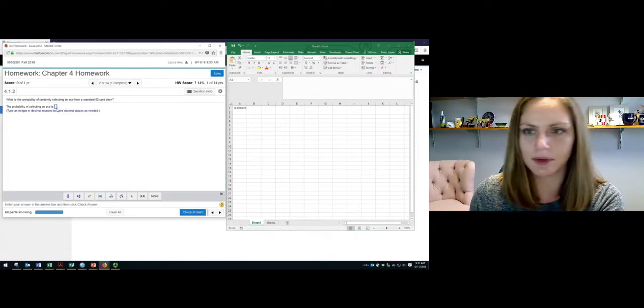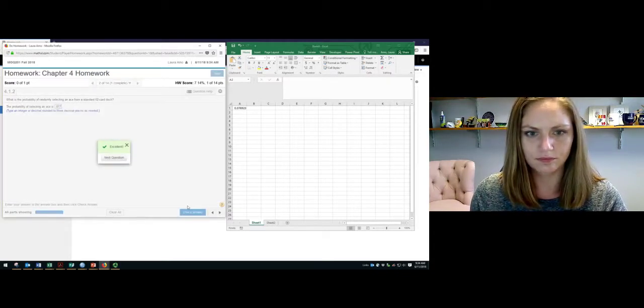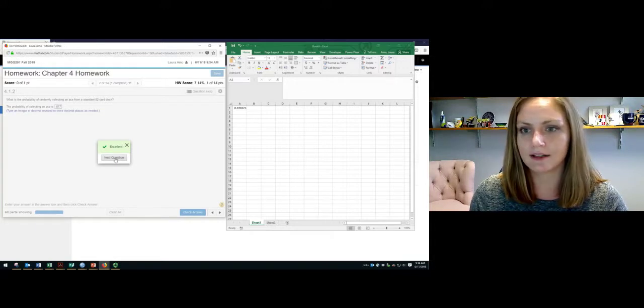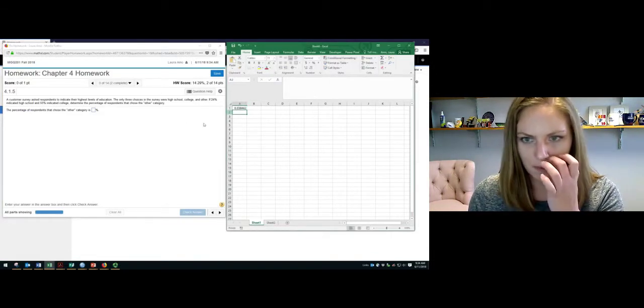0.077, 3 decimal places. Okay. If it had said a red ace, only 2 of the aces are red, so that would be just a matter of changing this numerator to 2. Okay.